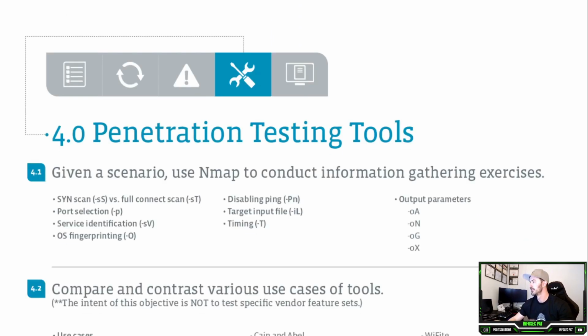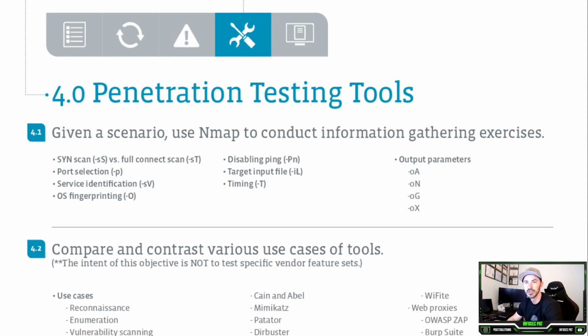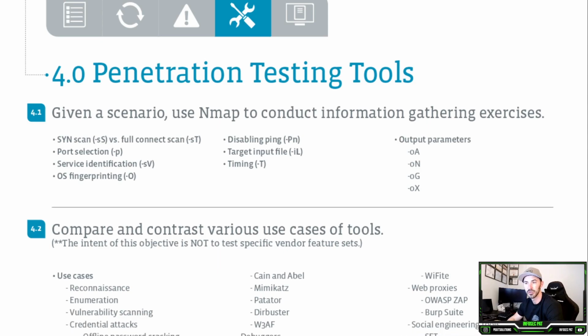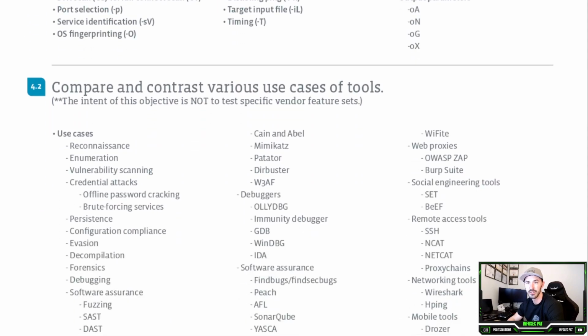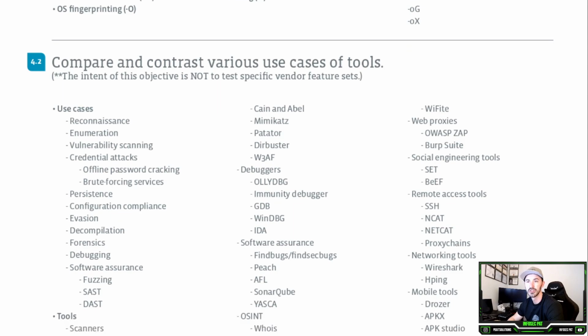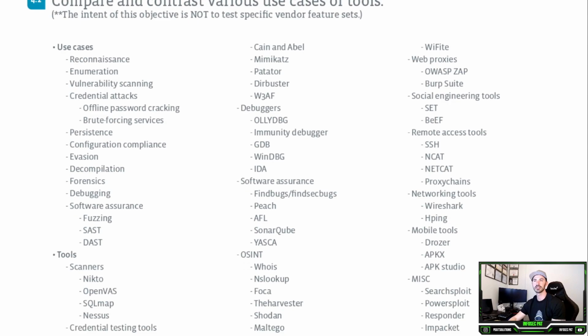And domain 4. I want to hurry it up because it's almost a 20-minute video. So, penetration testing tools. These are all Nmap scans. When you run an Nmap scan, you're going to be using that a lot doing pen tests and assessments. And compare and contrast various use cases of tools, reconnaissance, and all this good stuff. I'm not going to go through all these tools because there are a lot.